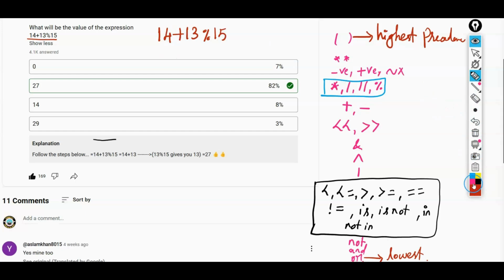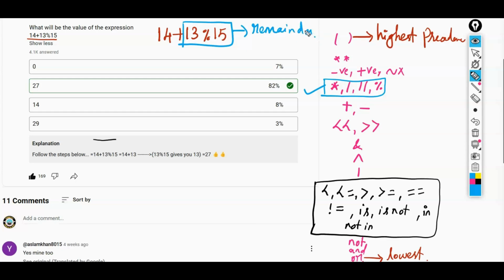First we are having plus, but we are also having the modulo division. Modulo division has a precedence which is higher than addition. That means first of all you should calculate 13 mod 15. How should you calculate 13 mod 15? I have already told you this modulus operator will provide you the output as the remainder.